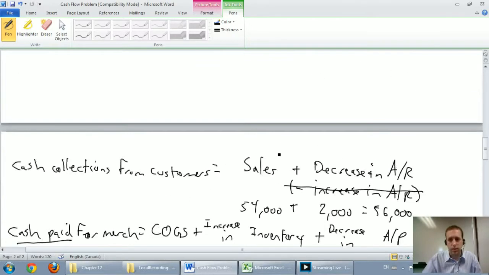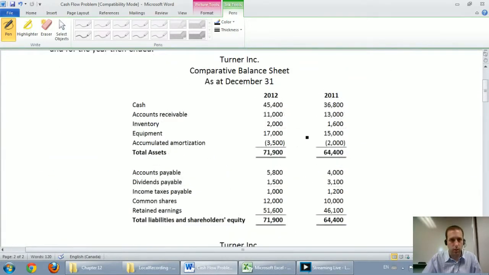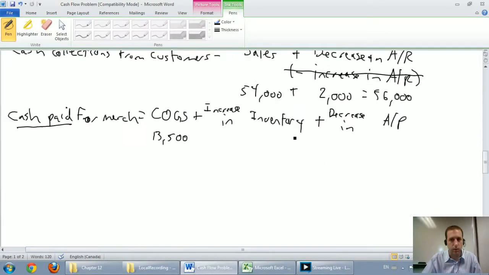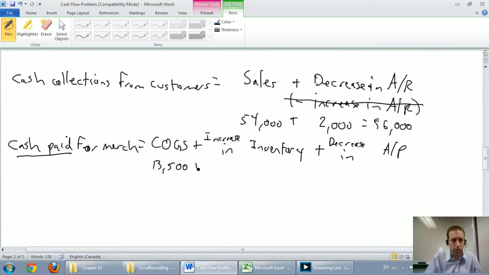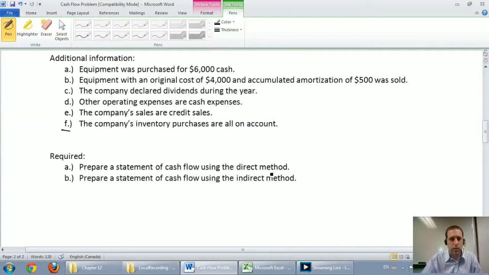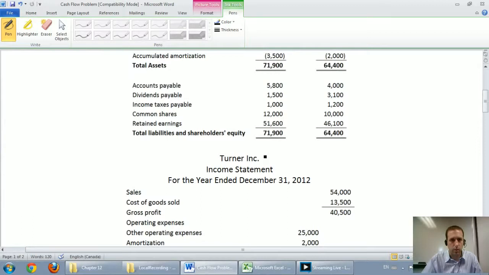Plus increase in inventory. Well, inventory, what did it do? Inventory went from 1,600 to 2,000. It did go up by 400, so I'll plus 400. Plus decrease in accounts payable. What did accounts payable do? Accounts payable, oh, it didn't go down, it went up. It went from 4,000 to 5,800. It went up by 1,800.